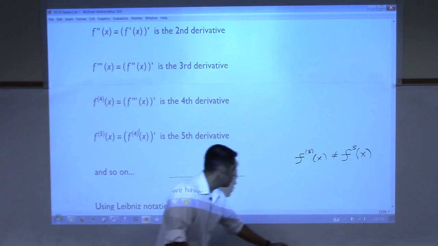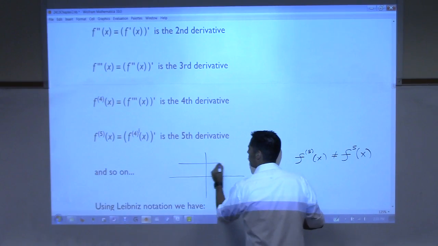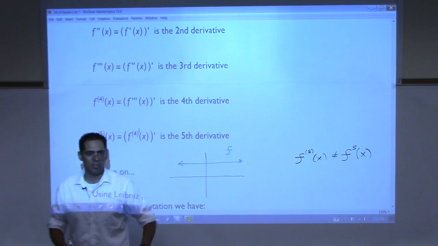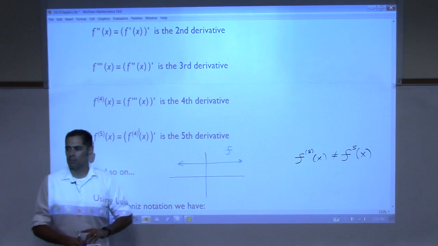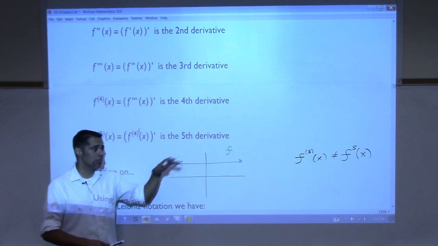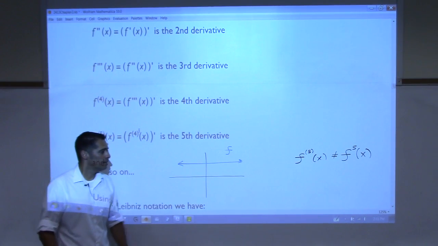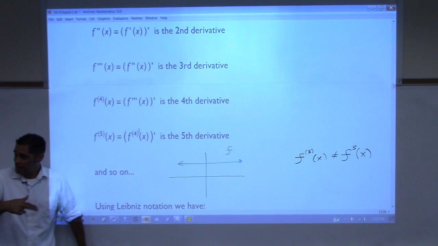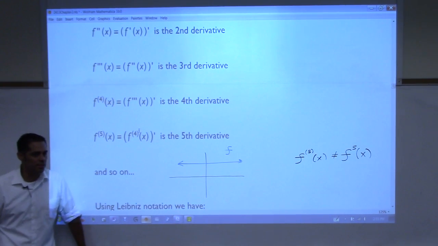If I draw you a constant function, doesn't it look like this? If that's the function f, a constant function, what's the slope of the tangent line everywhere? 0. So the derivative of a constant function is 0. So if you start with a polynomial and start taking successive derivatives, eventually you get to 0.